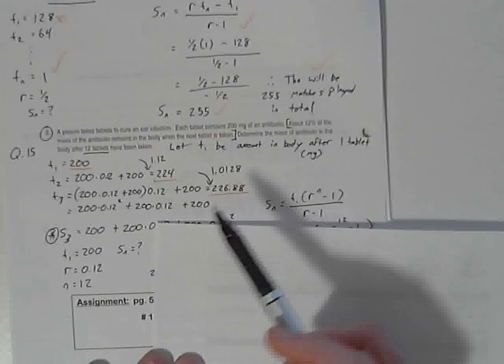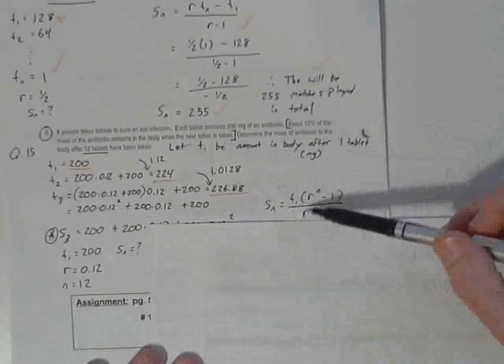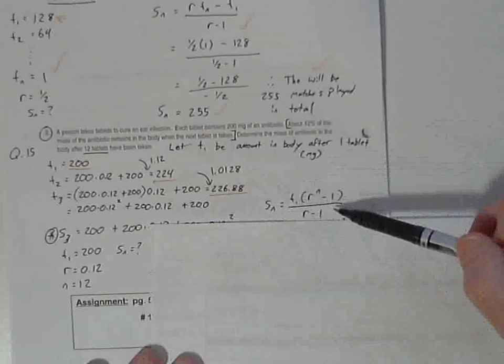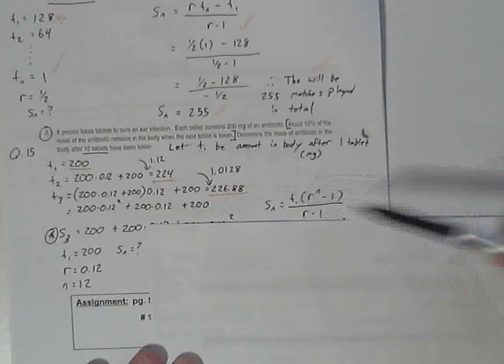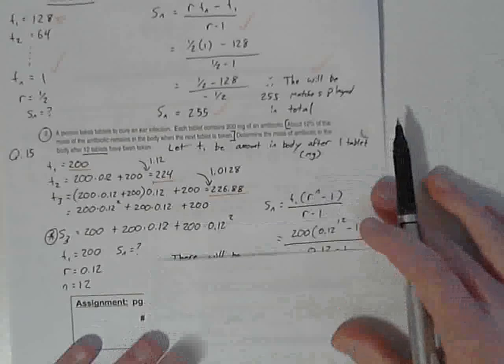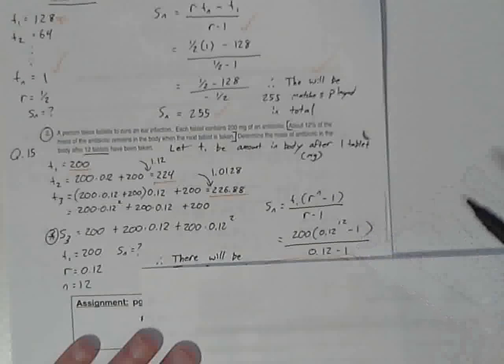So Sn is equal to, we don't know what the last term is, but we know n, r, and t1. So in our first formula, we sub in the values we do know, and then from there it should be pretty straightforward. We just do our good old math, and we get to the final value.